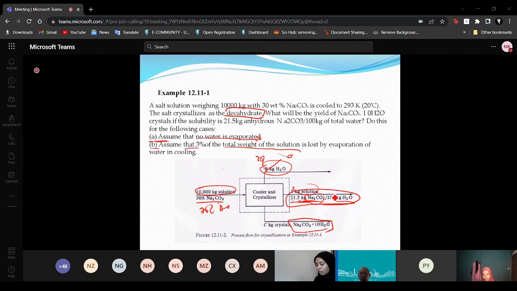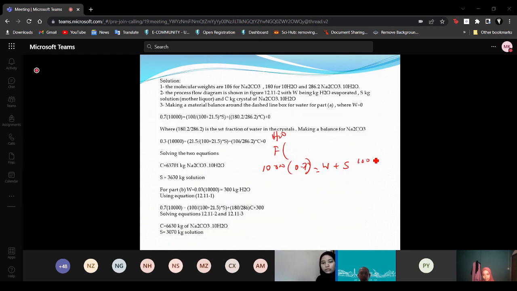If you want to check the water, you know that water is what? 100 kilo, right? H2O over what is the total solution? You have 100 kilo H2O plus 21.5. So 100 kilo plus 21.5 times S, plus C. C is crystal, and for this you need to know the molecular weight. The molecular weight of H2O here is 180. Sodium carbonate is 106.